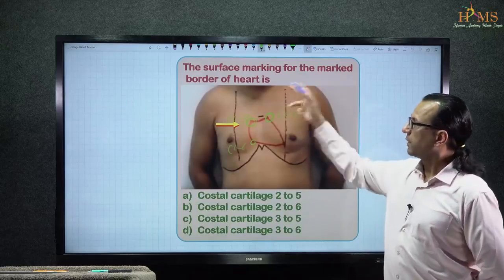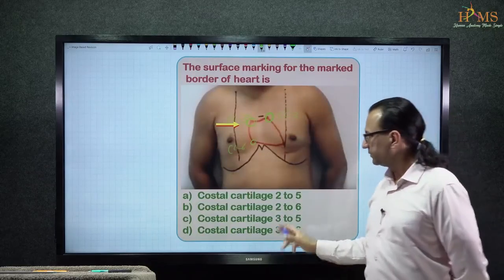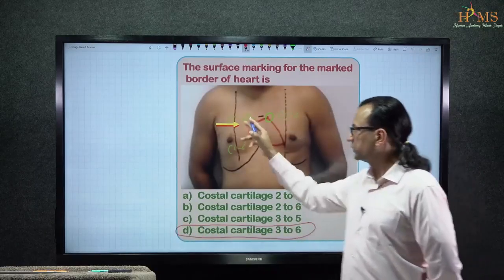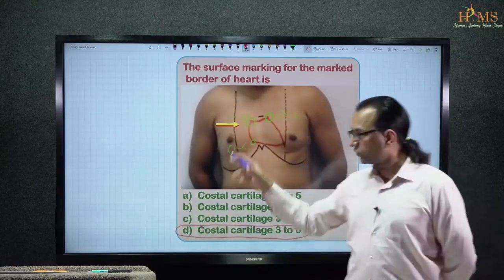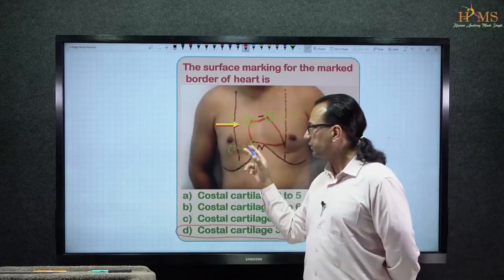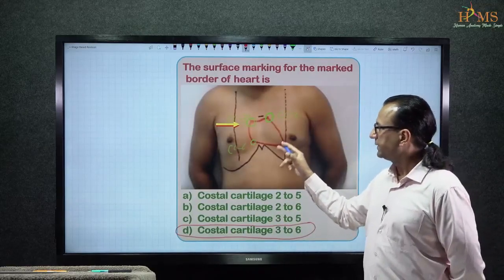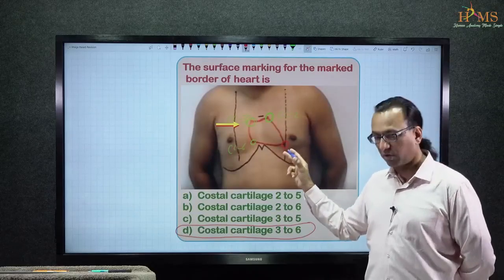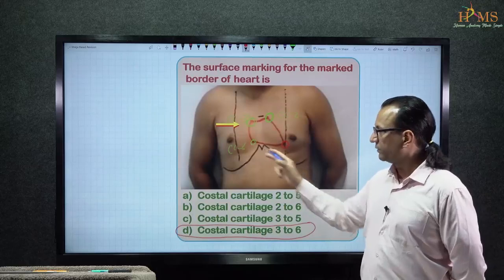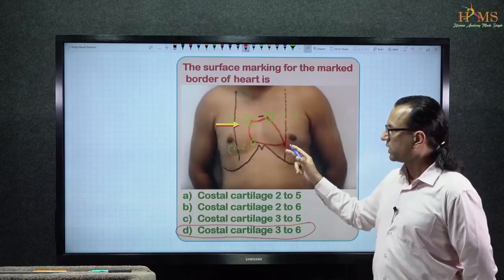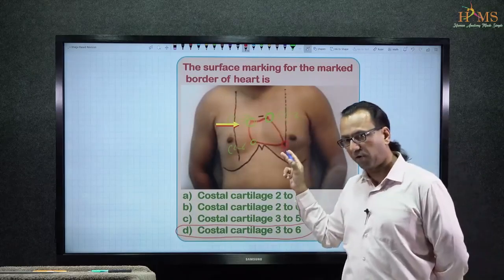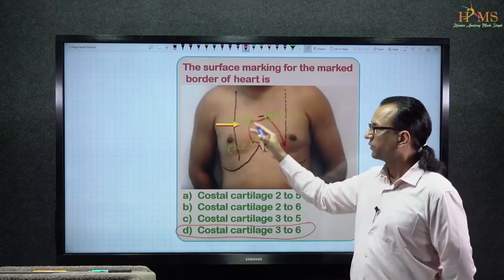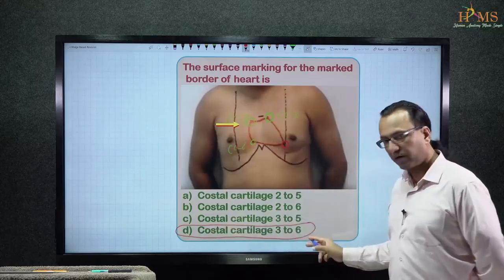That's what the examiner is asking about with this arrow mark, and that will be costal cartilage number 3 to 6, the right border of the heart. If it comes to the inferior border, you can go from costal cartilage number 6 to the midclavicular line, slightly medial to it. That is where we have the cardiac apex, or intercostal space number 5. So the inferior border of the heart, and if you connect these 2 points, then you get the left border of the heart. As such, the arrow mark is for the right border. You should say costal cartilage number 3 to costal cartilage number 6 should be our answer.